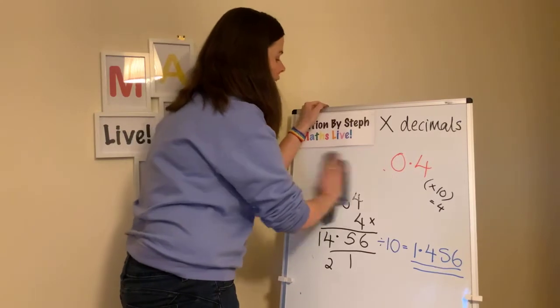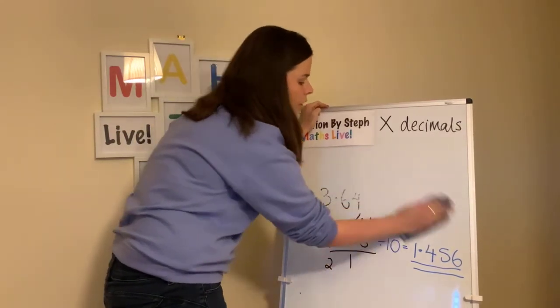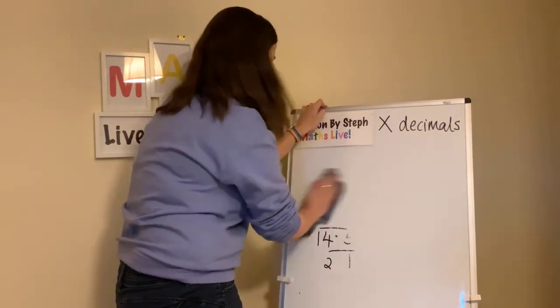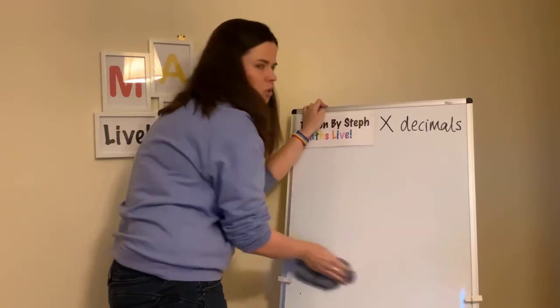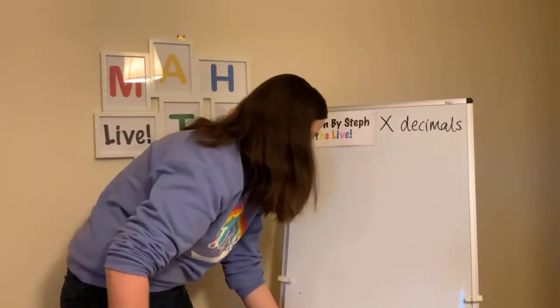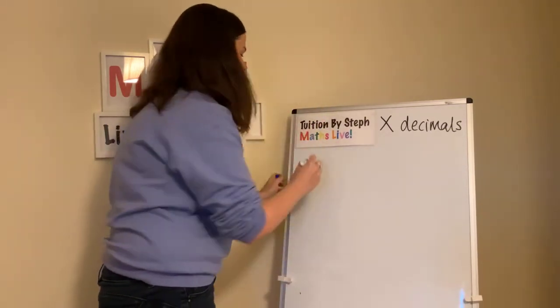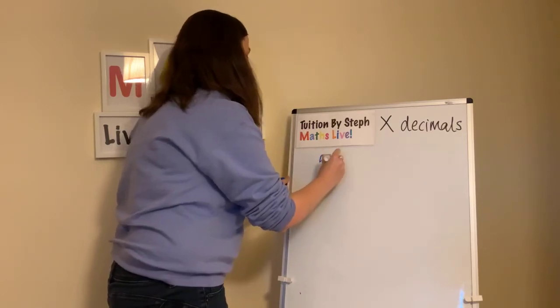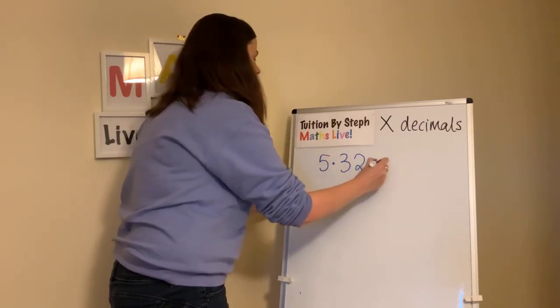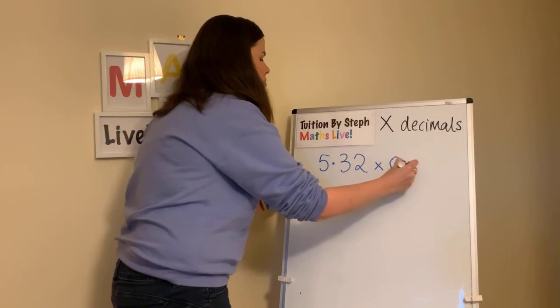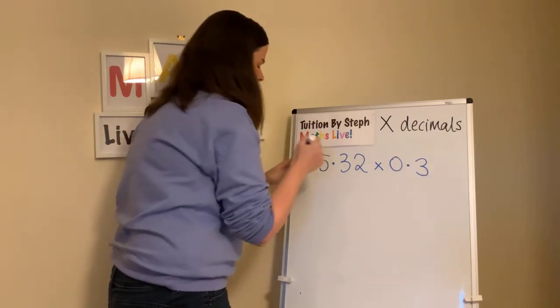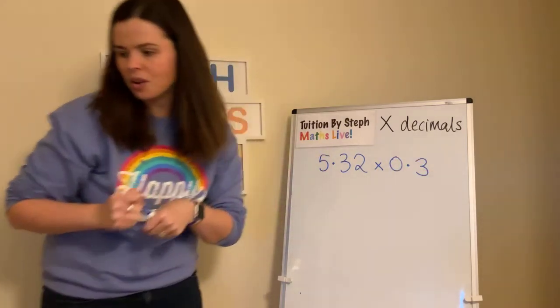Okay. I'd like you to give it a go. That's right. I'm just going to stick to 0 some numbers first. And then if I've got time, I'll have a go at numbers that are something point something. Okay, here's your question. 5.32 times by 0.3. Give that a go.